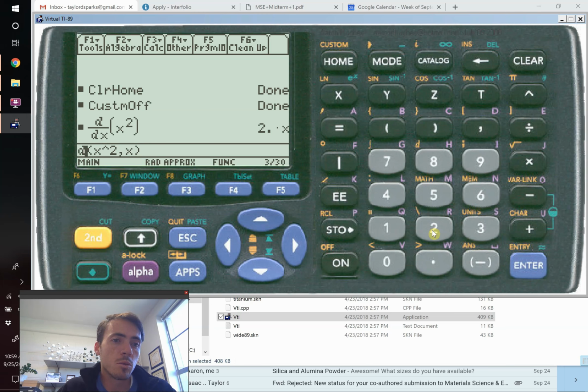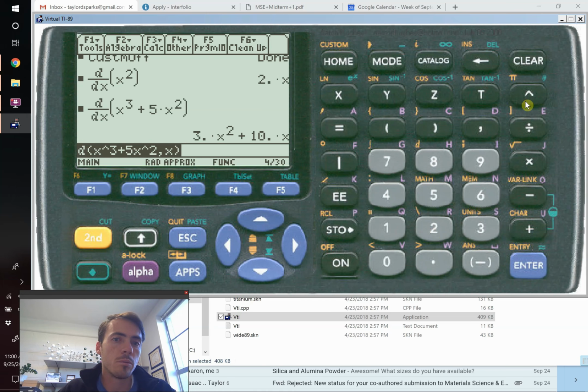But this can do much more complicated ones, right? This can do high order ones that are much trickier without any problem. You know, 5x squared and so forth. You could keep on adding to it, and it has no problem taking these derivatives.